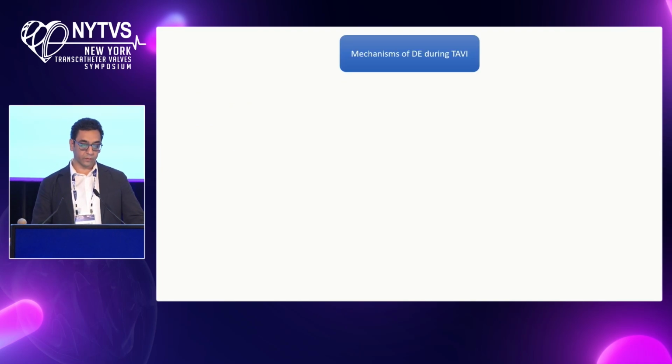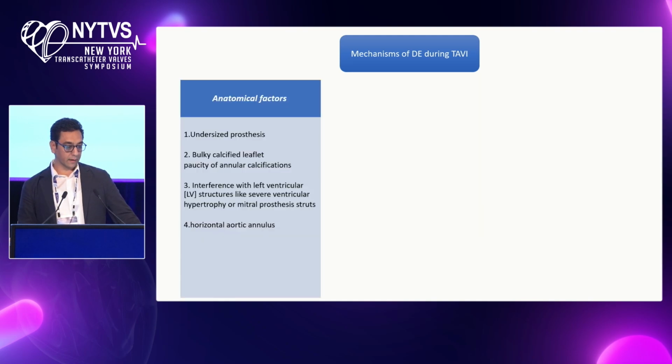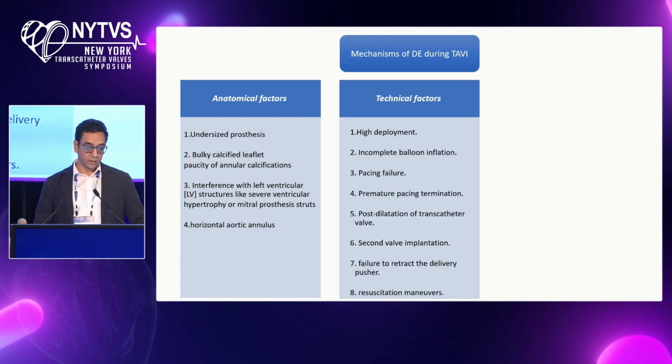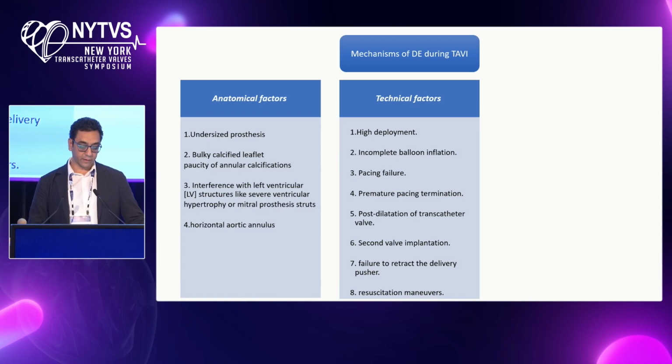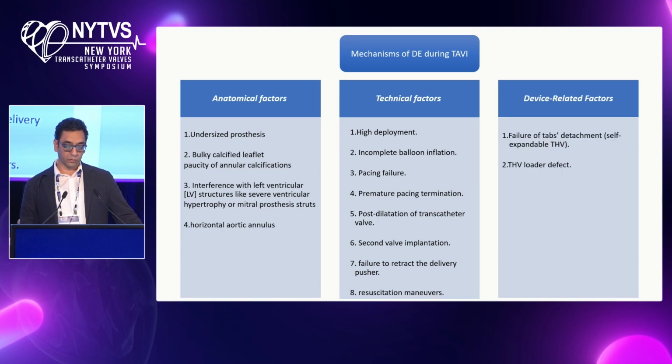So what is the mechanism of embolization of valve during TAVI? It may be anatomical factors like undersized prosthesis, bulky calcified leaflet, paucity of annular calcification, interference with left ventricular structure like severe ventricular hypertrophy or mitral prosthesis struts, horizontal aortic annulus. It may be technical factors like high deployment, incomplete balloon inflation, pacing failure, premature pacing termination, post-dilatation of transcatheter valve, second valve implantation, failure to retract the delivery pusher or resuscitation maneuver, and it may be device-related factors like failure of tabs detachment or valve loader defect.